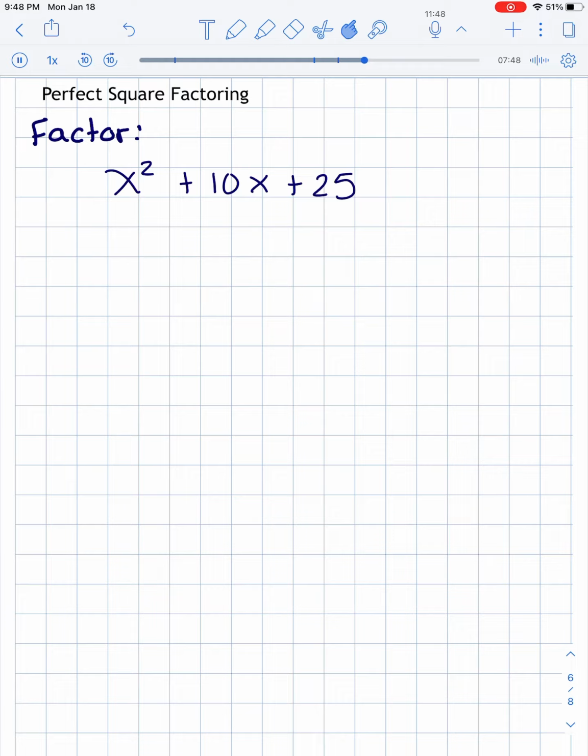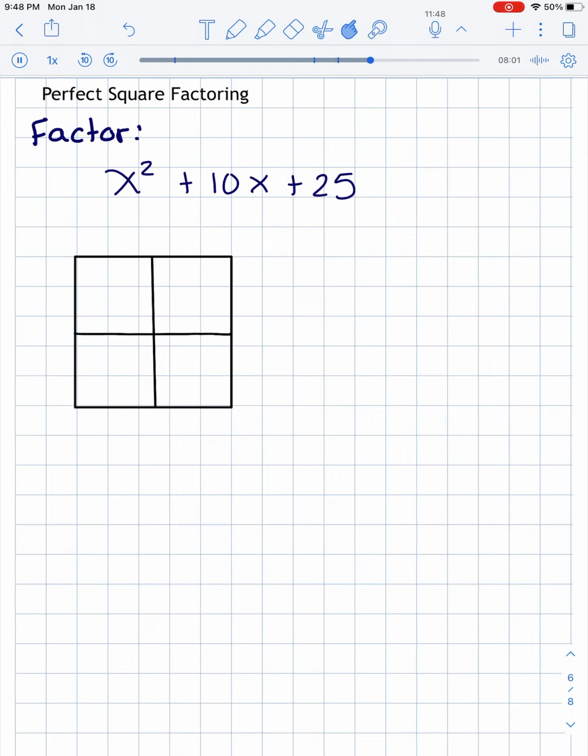I'm going to come off to the side. I'm going to draw my box to represent my area model. I'm going to put x squared in my top left box and my 25 in the bottom right, because those are my two terms that I automatically know their location of based on the form of my quadratic equation.